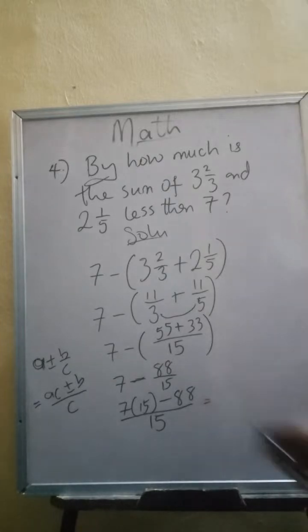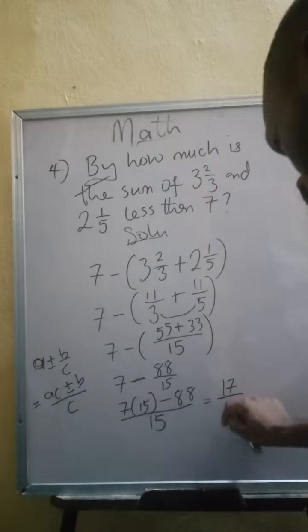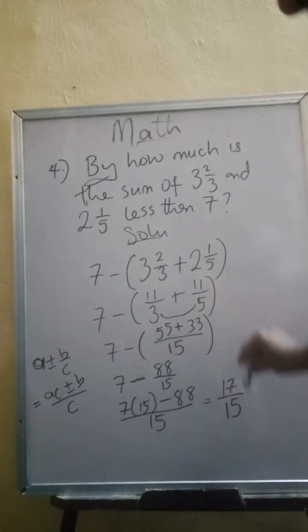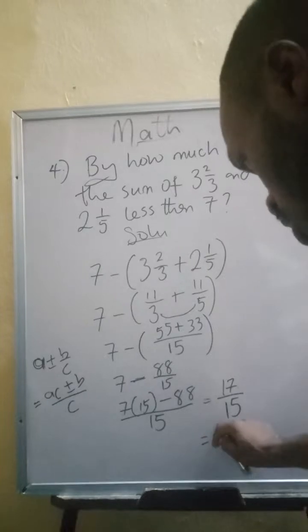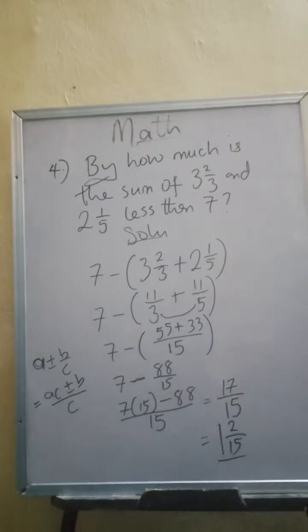All right, so 7 times 15 minus 88. Just pick up your calculator and try it out. Multiply 7 by 15 and subtract 88. Now, if you've done that, you'll notice you have 17 over 15. It's an improper fraction because the numerator is bigger than the denominator. So that's 1 whole number, 2 over 15. And there you go.